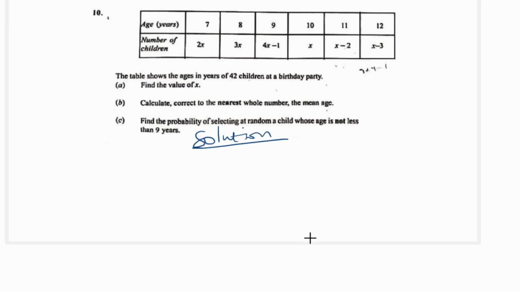Alright, let's go straight into the solution. So we have been asked to find the value of x. We get back to the question again to see if we can find a very important piece of information, and that important information is right here. The table shows the ages of 42 children at a birthday party. That means that when we add all this number of children, it should be equal to 42. So that is what we are going to do. Then we solve for x. So let's go straight to that.